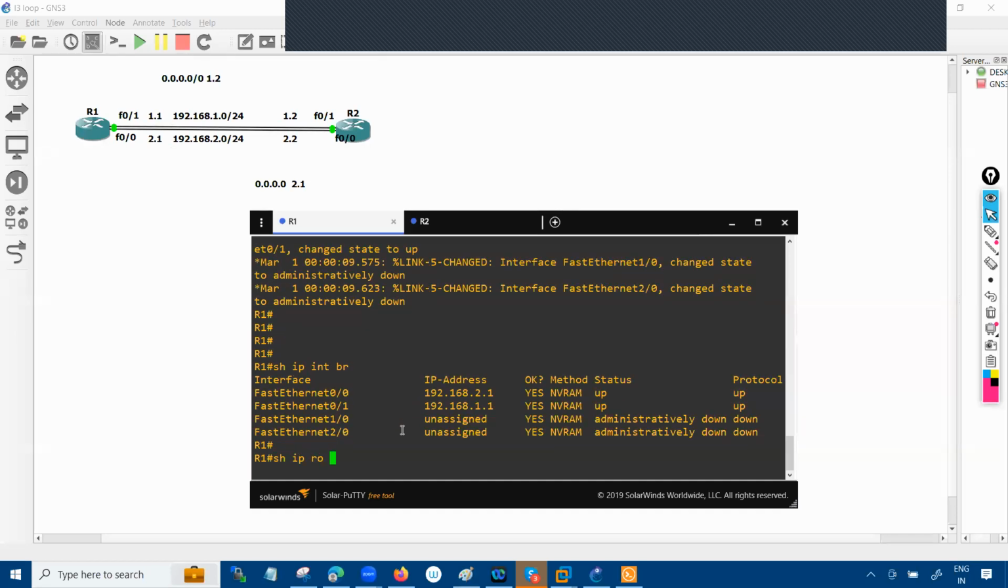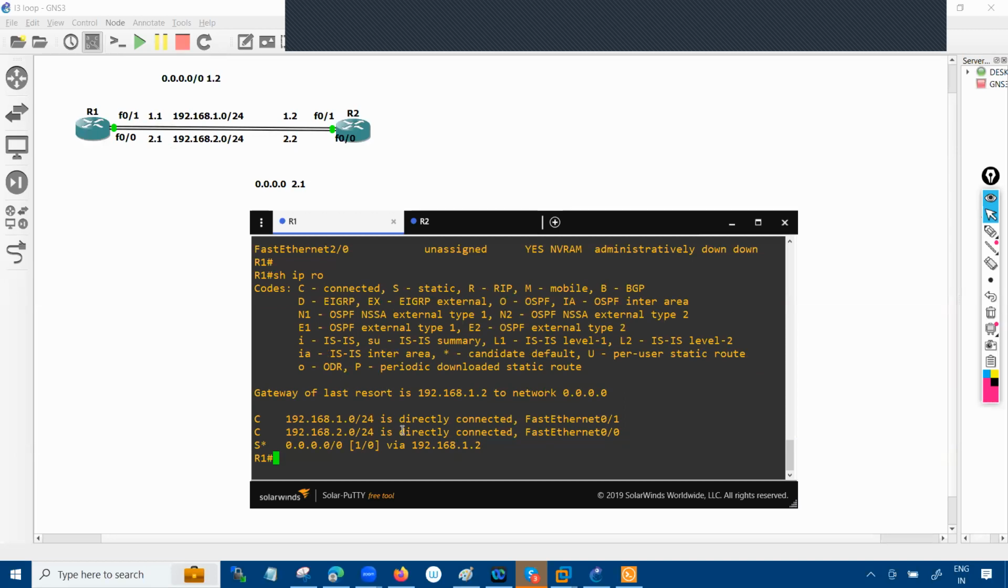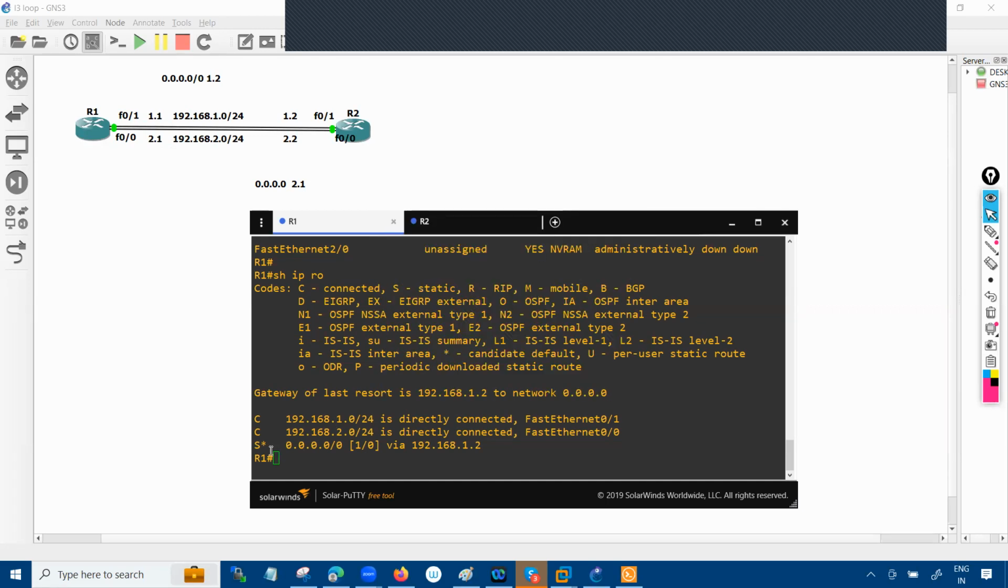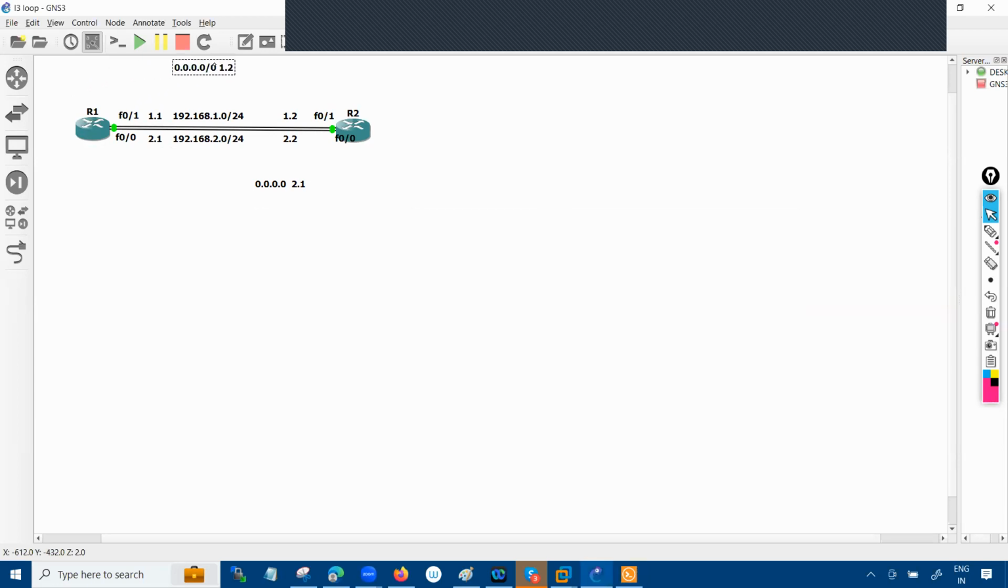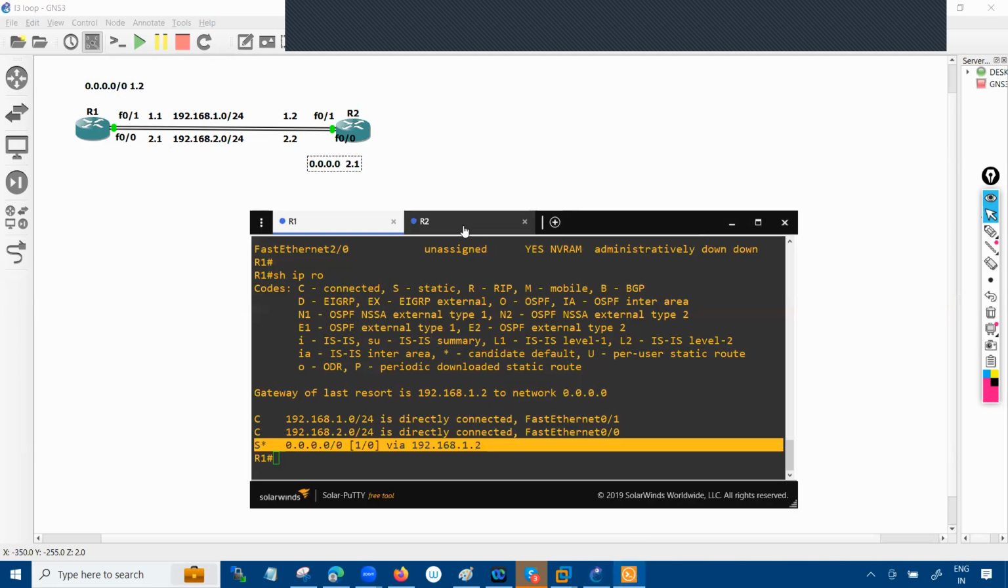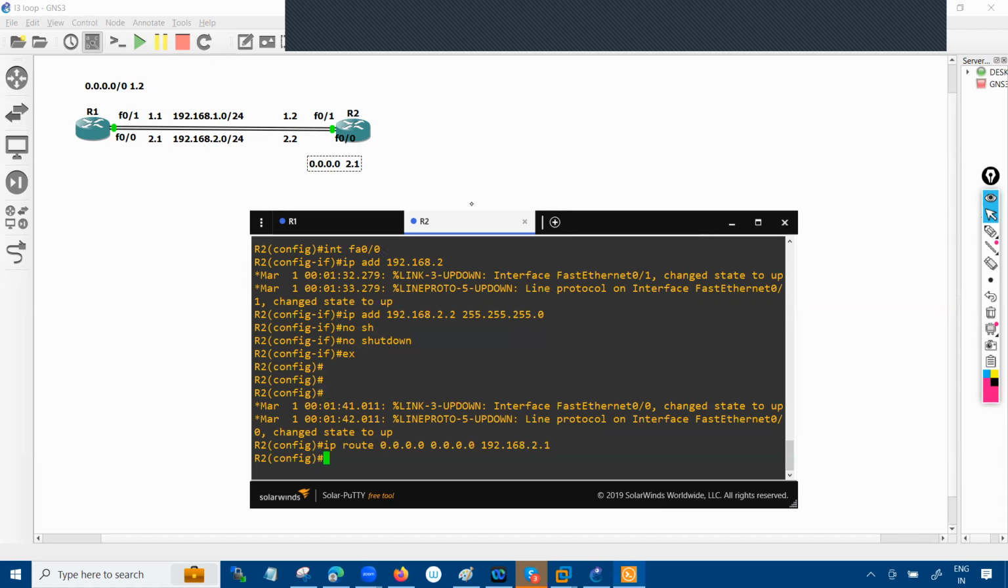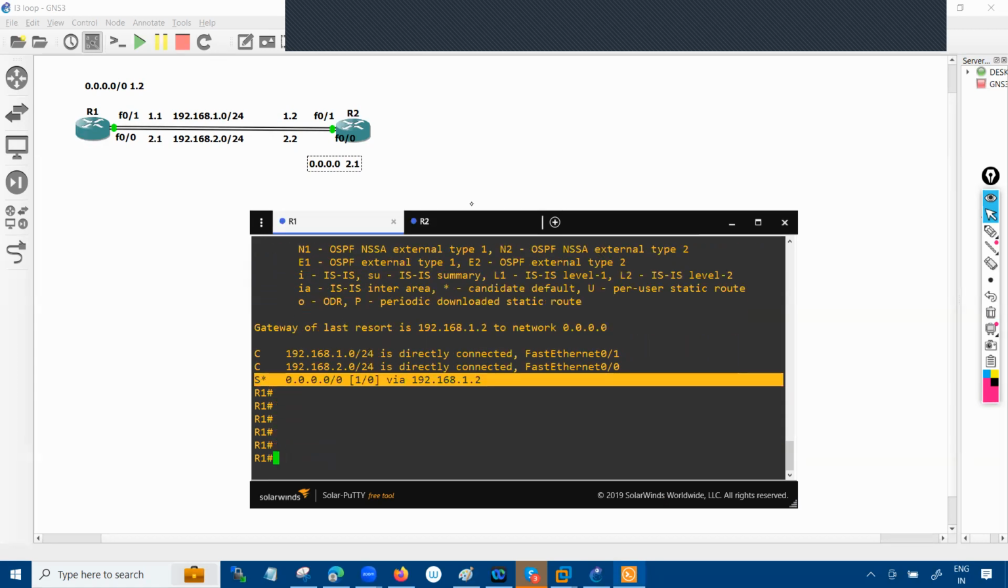Let me check my routing table. I do have one default route, pointing to 1.2. So on router 1, I have one default route that is pointing to router number 2 on the top link. And at the same time, on router number 2, I'm also going to give a default route that is pointing to 2.1. Forget this concept right now, what a default route is. Leave it for now. Understand the concept.